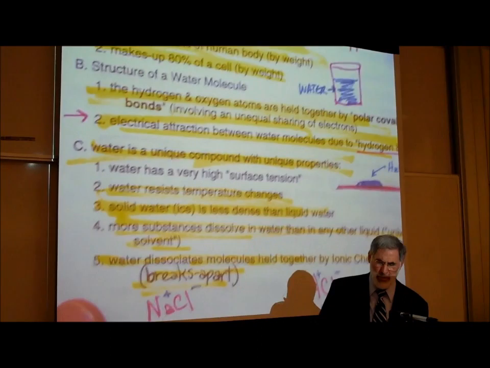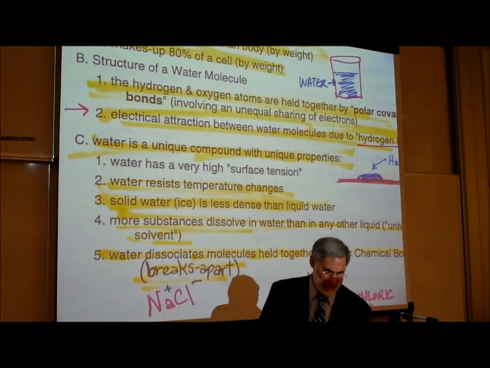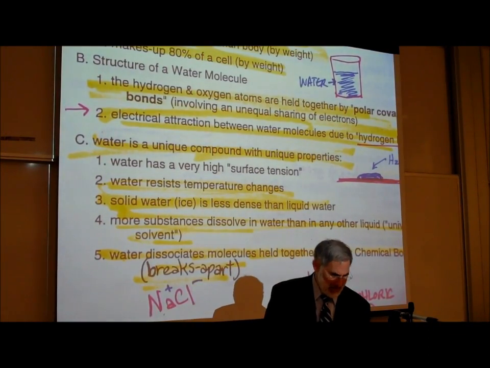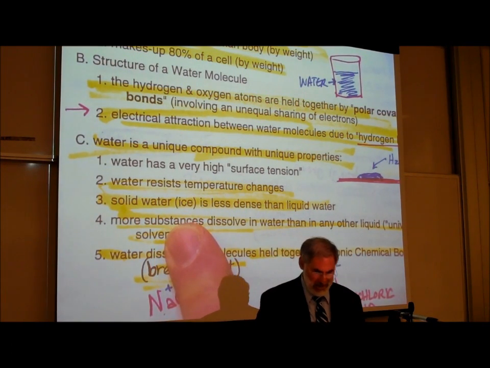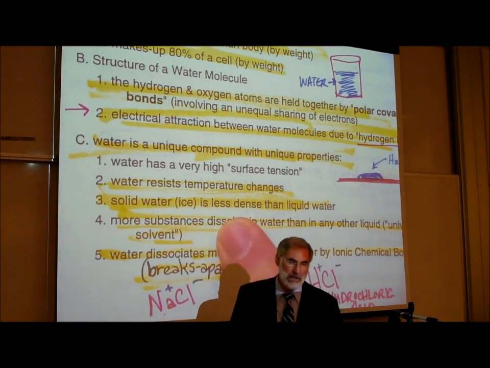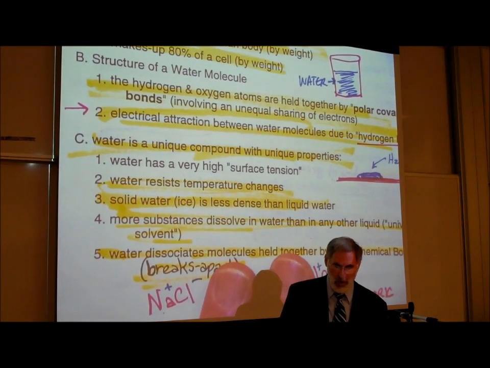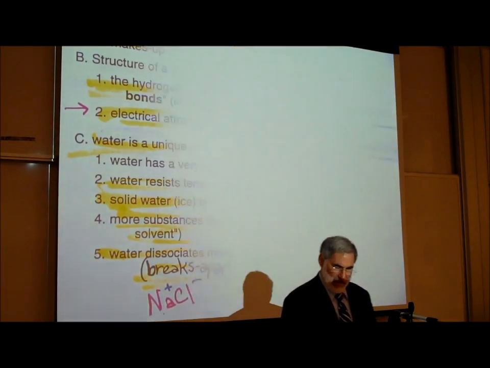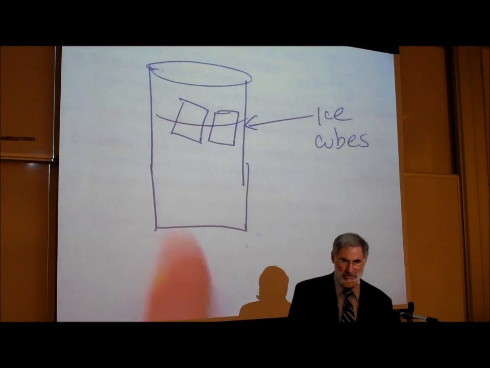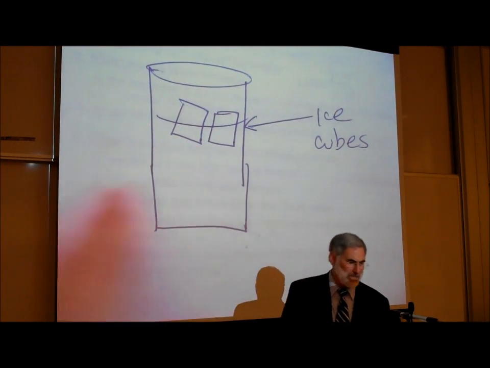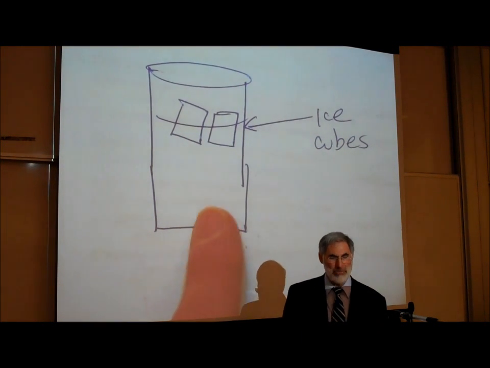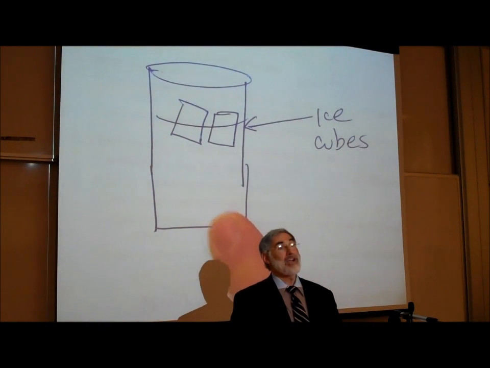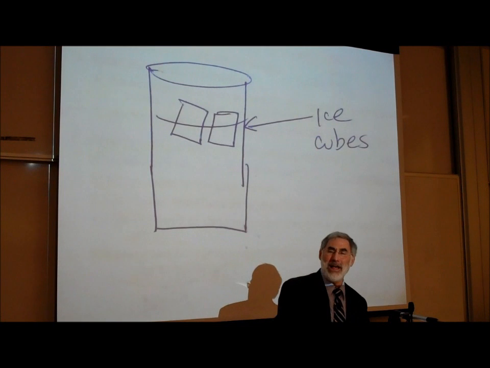Now, a third really weird characteristic of water is that we wrote that solid water, which we call ice, is actually lighter, less dense than liquid water. You'd say, what do you mean? So, if you have a glass of water and you drop some ice cubes in it, which is just frozen water, don't the ice cubes float?